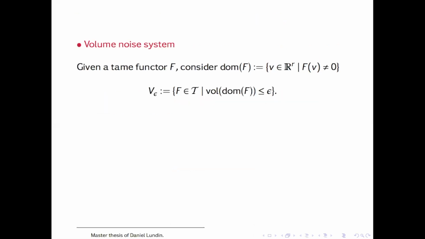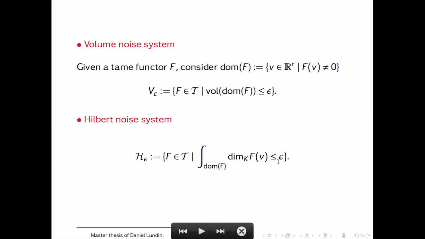A completely different type of noise system, defined by my master student last year, Daniel Lundin, is the volume noise system. Here we are not looking at the images of the generator with respect to maps in the persistence module, but we are looking at the domain, just the positions in the parameter space where the module is non-zero. So we can define the domain and say that something is epsilon small if the volume of its domain is smaller or equal than epsilon, so if it's concentrated in an area of size at most epsilon. Or, in a slight generalization, one can integrate the dimensions of the vector spaces within the domain, and this has to be smaller or equal than epsilon.